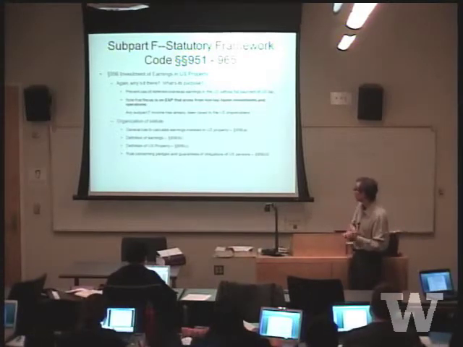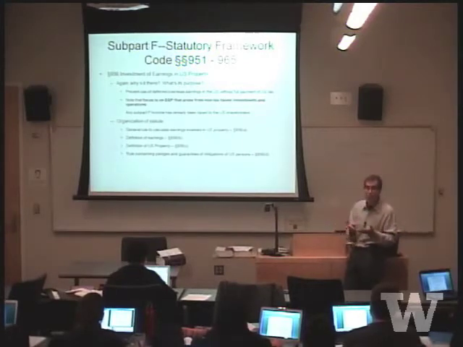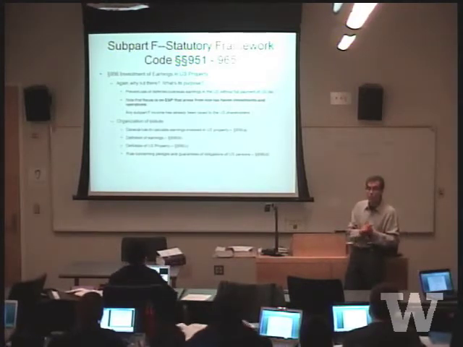Organizationally, 956(a) is how you calculate the inclusion in income. 956(b) is the definition, which is essentially earnings and profits with some adjustments. 956(c), which is key, is what is an investment in U.S. property, and that's the principal one we want to look at.